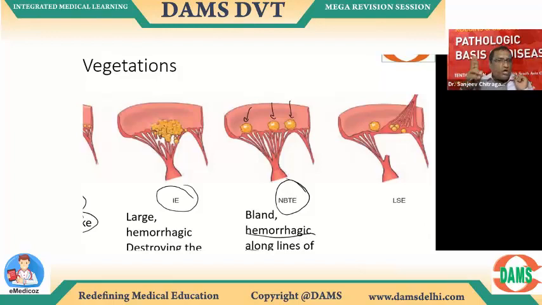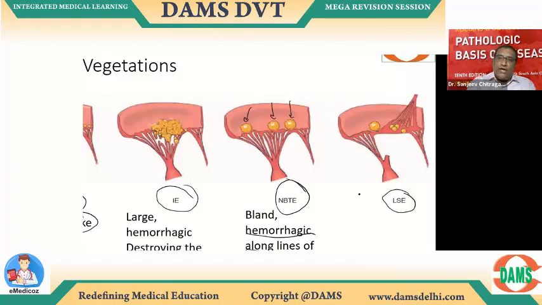So two vegetations along the lines of closure, the NBTE and the RHD. NBTE will be hemorrhagic, red in color, RHD will be white in color. Even in infective endocarditis, but usually infective endocarditis will perforate or damage the valve and extend down. The last one is the Libman-Sacks endocarditis, which occurs in SLE, which is an immune complex mediated disease.